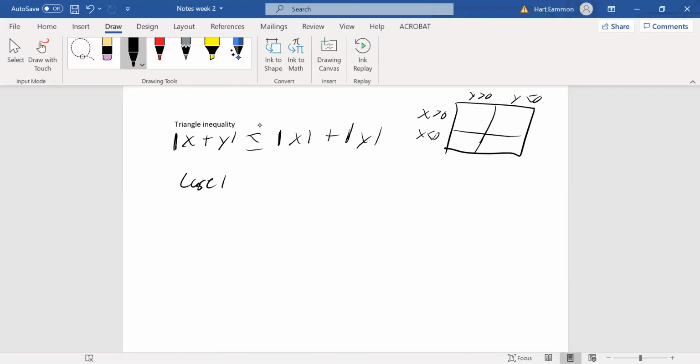So case 1, both x and y are greater than or equal to 0, we need to make sure that we have every case covered. Case 2, so I'm going to do this as 1, 2, 3, 4. That order will make more sense in a minute.